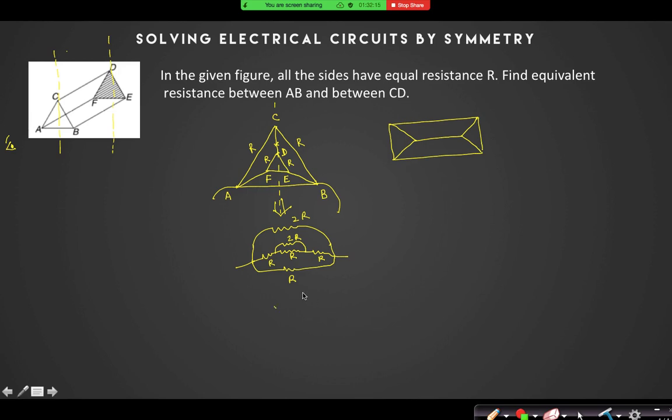So now all these three are in parallel, right? This is 2R, this is 8R by 3, and this is R. So what is the equivalent resistance? 1 by 2 plus 3 by 8 plus 1, and 1 divided by that will be the equivalent resistance. So 8 by 8 plus 3 by 8 is 11 by 8, plus 4 by 8 is 15 by 8. So it is 8R by 15. That should be the answer of this question.